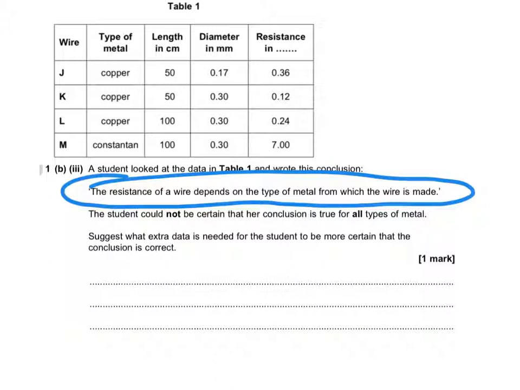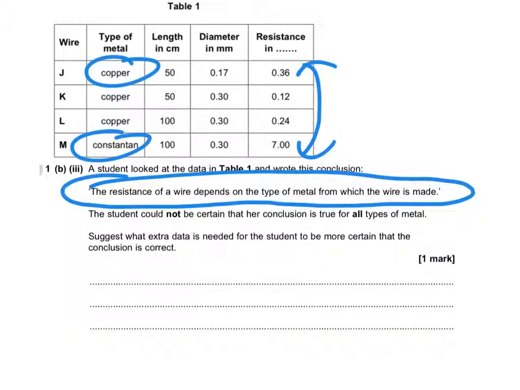So looking at the table, we can see that we've got two types of wire. We have copper and we also have constantan. And we can see that the resistance does vary for those two types of wire. But we've only tested two different types of metal. So in order for us to be certain that our conclusion is correct for all types of metal, we would need to test more types of metal. So we need to test wires made from different types of metal and more of them.